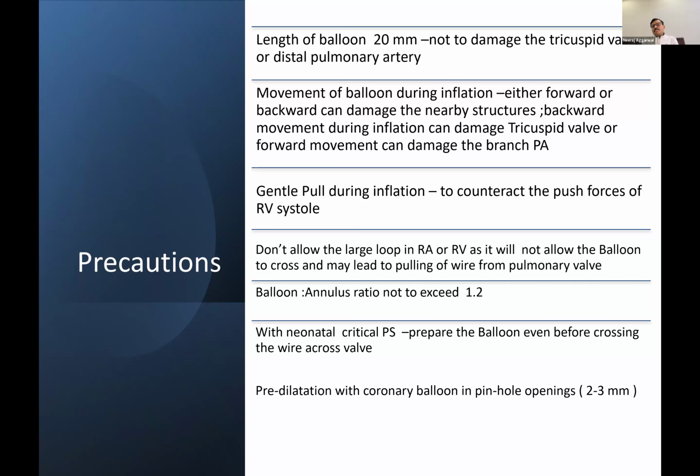Pre-dilatation with a coronary balloon in pinhole openings is important. This I also learned gradually. We thought there was no need, but a lot of times large balloons do not cross, and it wastes my time. So when I have severe RV dysfunction and the opening is very pinhole, we normally try a coronary pre-dilatation that will allow the further bigger balloons to cross without putting a hemodynamic compromise on the RV.